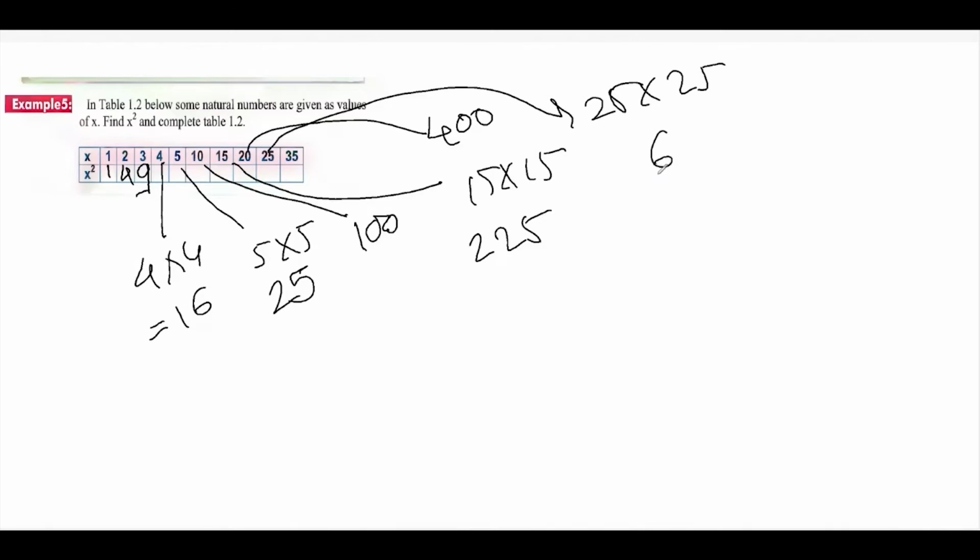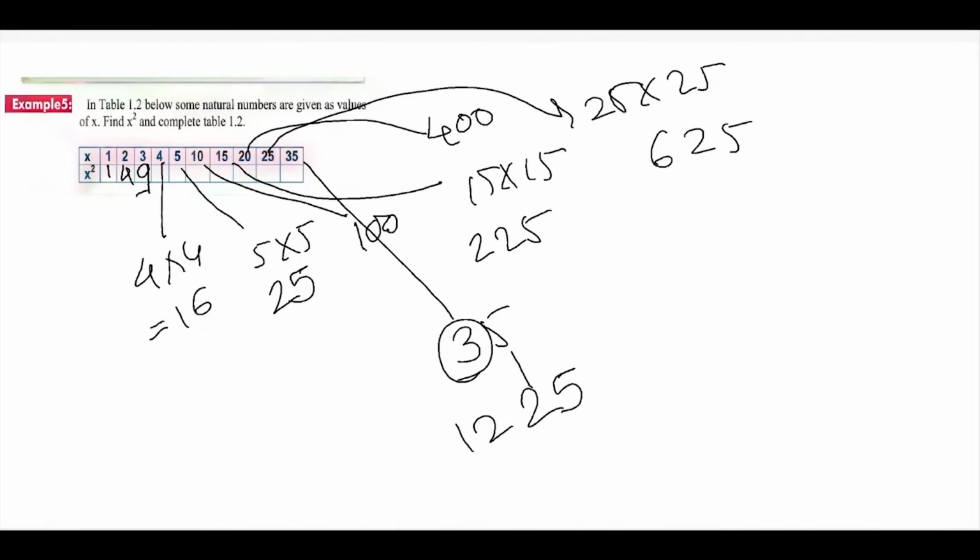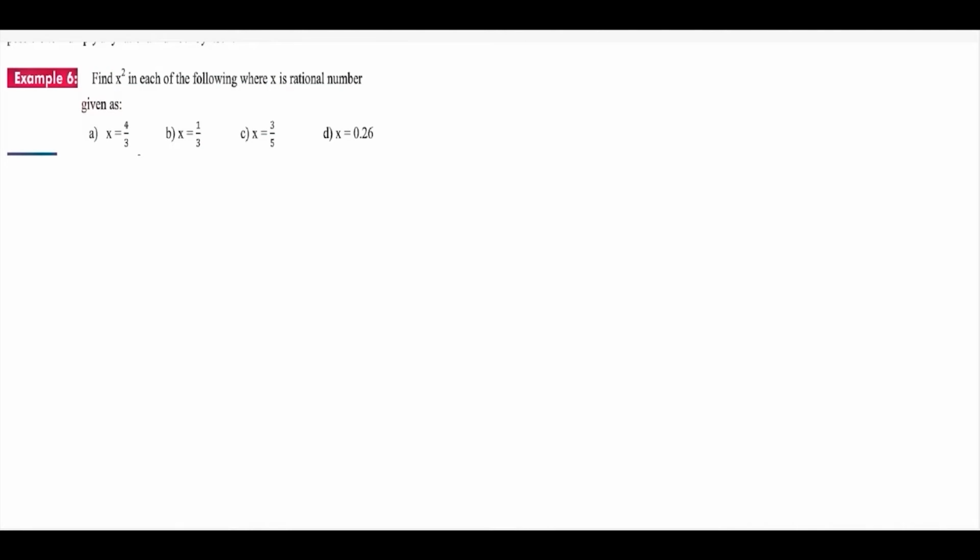25 gives 625. And for 35, the next number after 3 is 4. So 3 into 4 is 12. And the square of 5 is 25. So it becomes 1225. All these numbers are perfect squares, as if you find the square of this number, that is again a rational number or a perfect square, and if you find the square root, again it comes out to be a rational number.